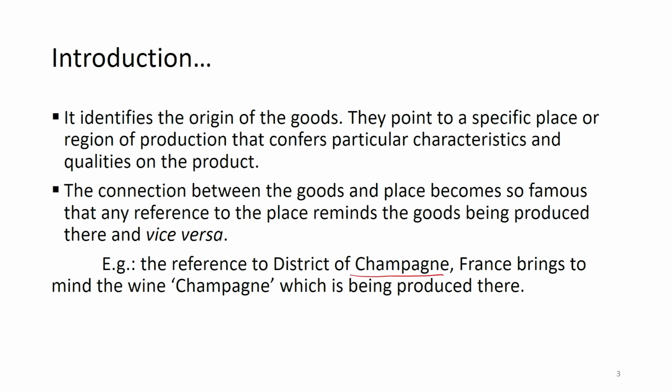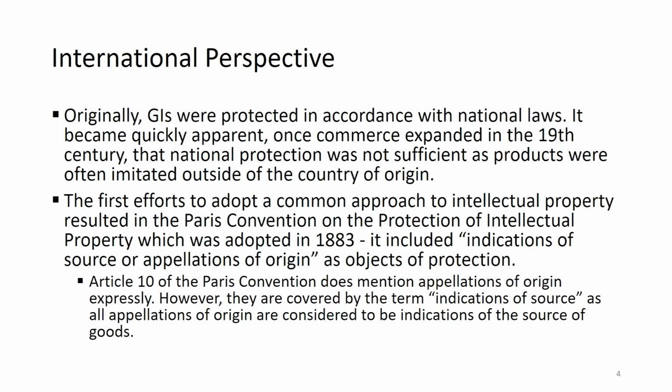Champagne is a district in France where a large number of families manufacture sparkling white wine. Now, when you look at the sparkling white wine, you relate it to the Champagne district, or vice versa. When you hear the word Champagne, you do not think about a district in France, you think about that sparkling white wine. That is what I mean by saying that the connection between the goods and place becomes so famous that any reference to the place reminds you of the goods being produced there and vice versa. So, this is the broad meaning of geographical indication.